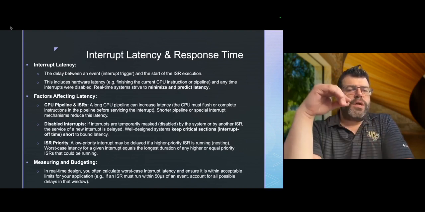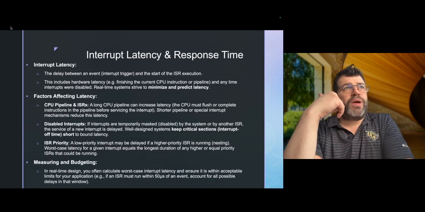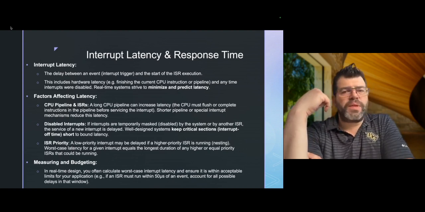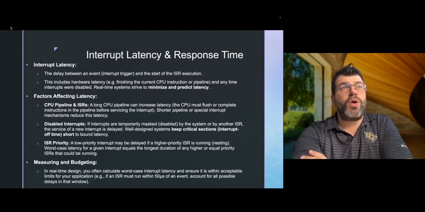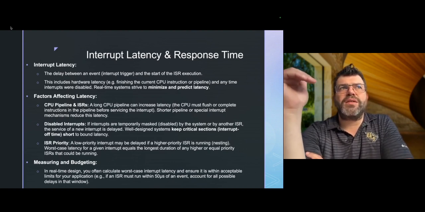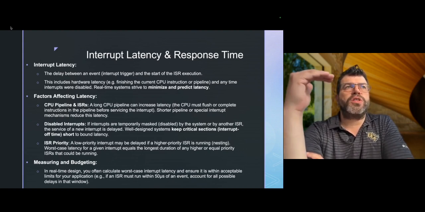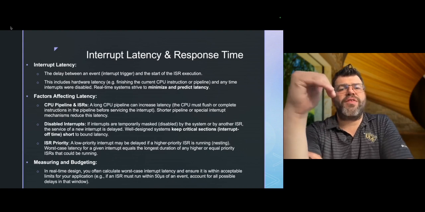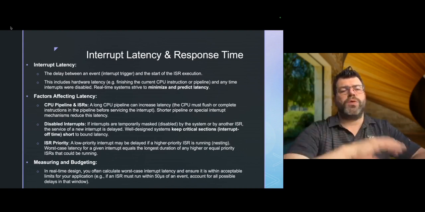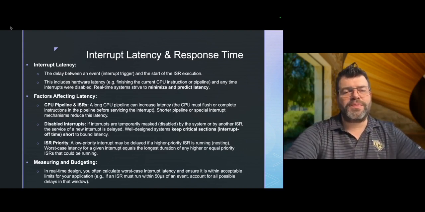So behind the scenes, what takes time? Well, if the CPU is working on something, right? If the CPU has tasks that it's currently executing, or it has a pipeline, all of that needs to complete or be in a state where it can be saved off. So the longer the pipeline in your CPU, the longer it's going to take to save off its state. So shorter pipelines, or some special interrupt mechanisms, can help reduce latency.